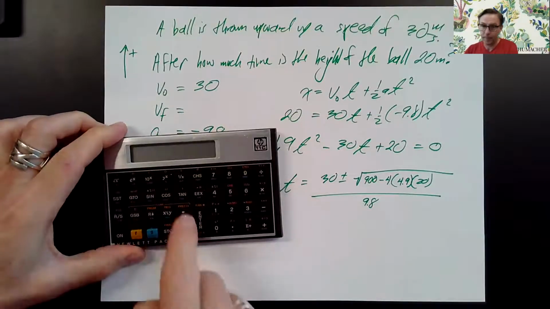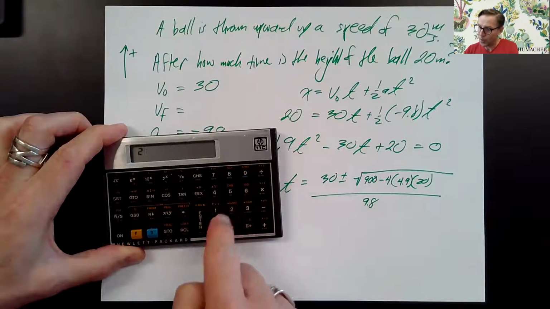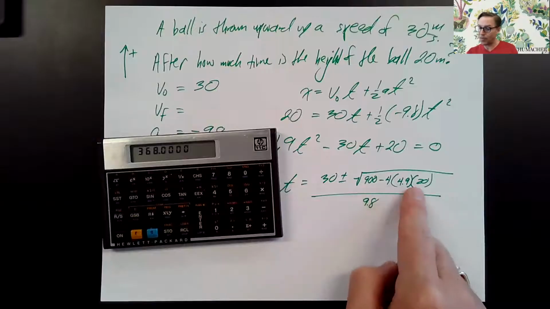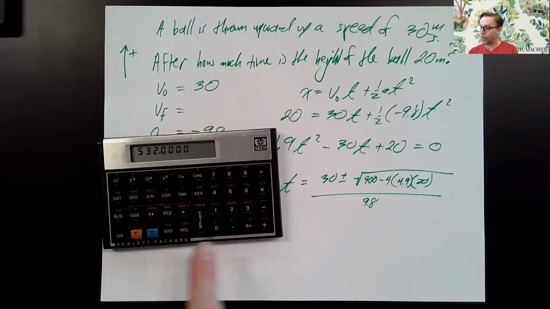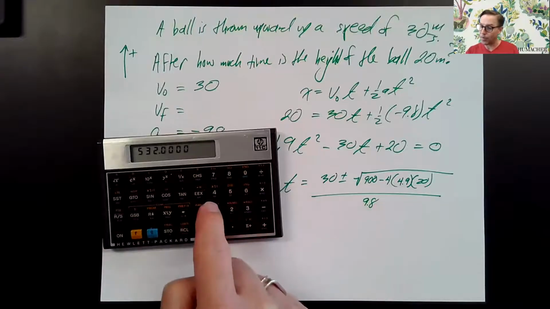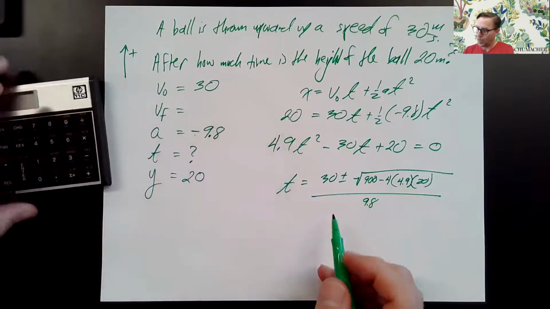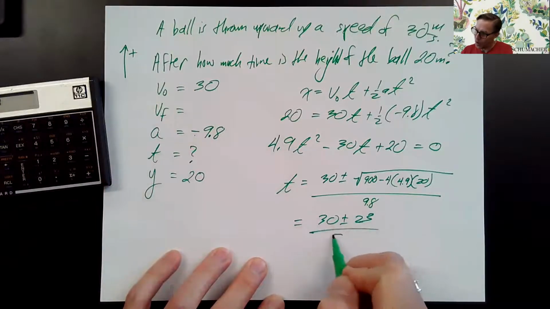Let's see. 4 times 4.9 times 20. Yay, 368. So 900 minus 368 is 532. I'm going to take the square root of that and get about 23. So I'm going to say 23. 30 plus or minus 23 over 9.8.